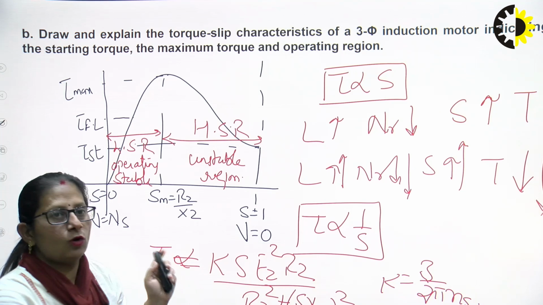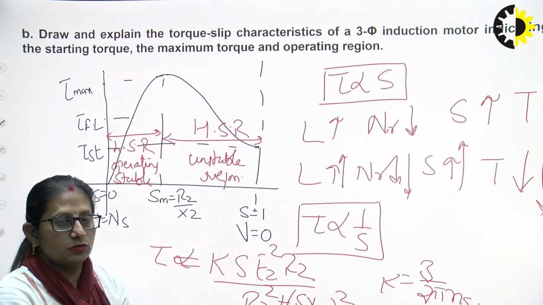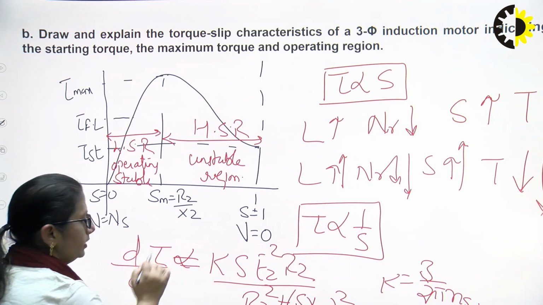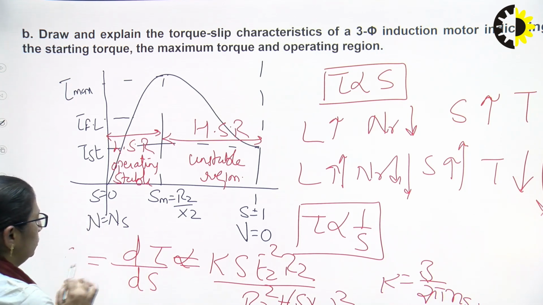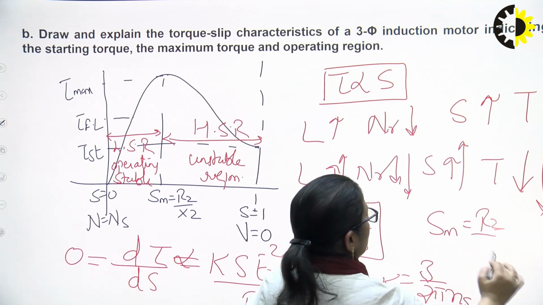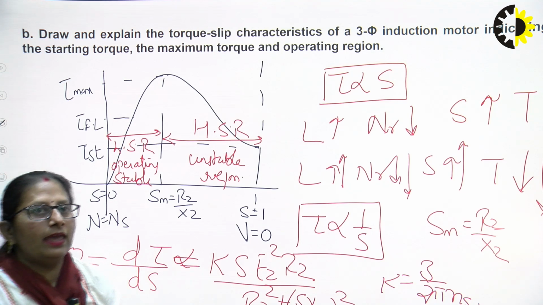In that case, if we want the expression, or I must say the condition, for the maximum torque, we can differentiate the torque with its function. The torque is a function of slip. If we differentiate it with respect to slip and equate it to 0, we come to know Sm is equal to R2 by X2. So this is the maximum torque being produced at the slip R2 by X2.